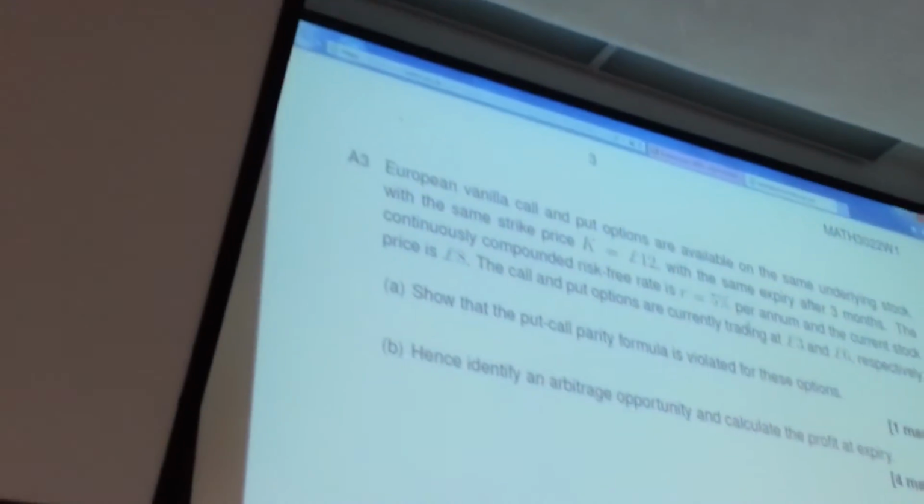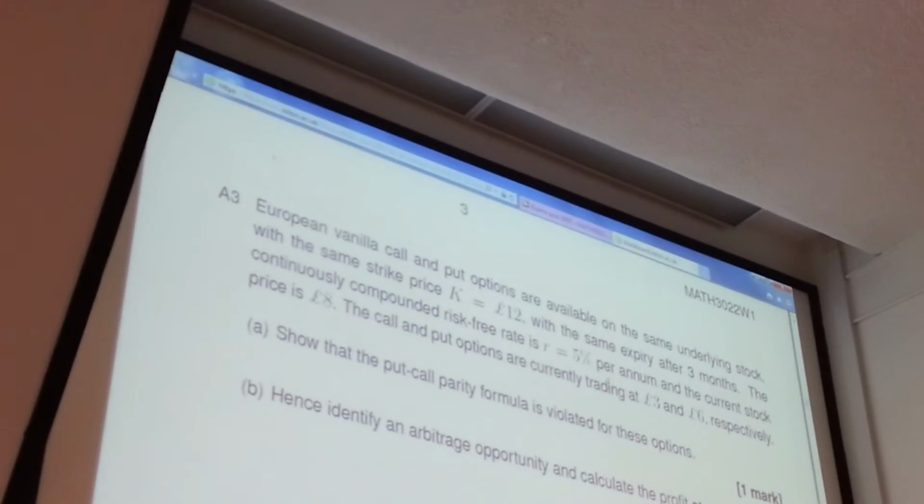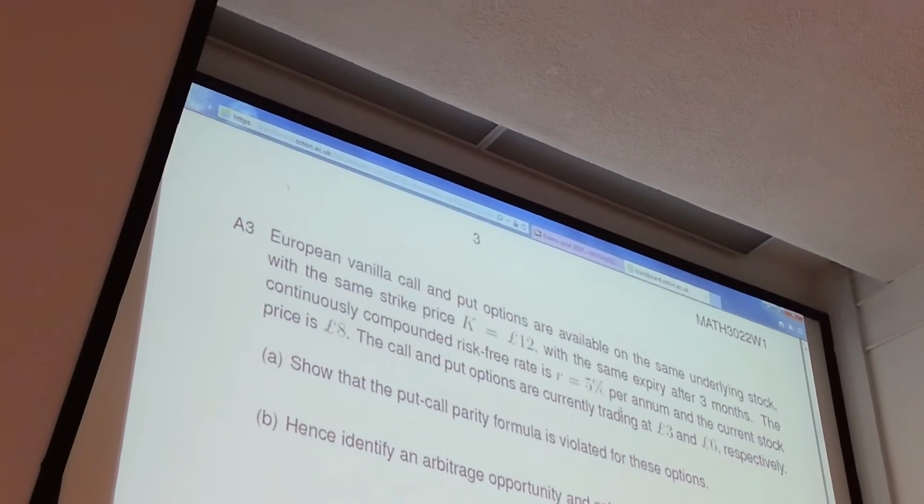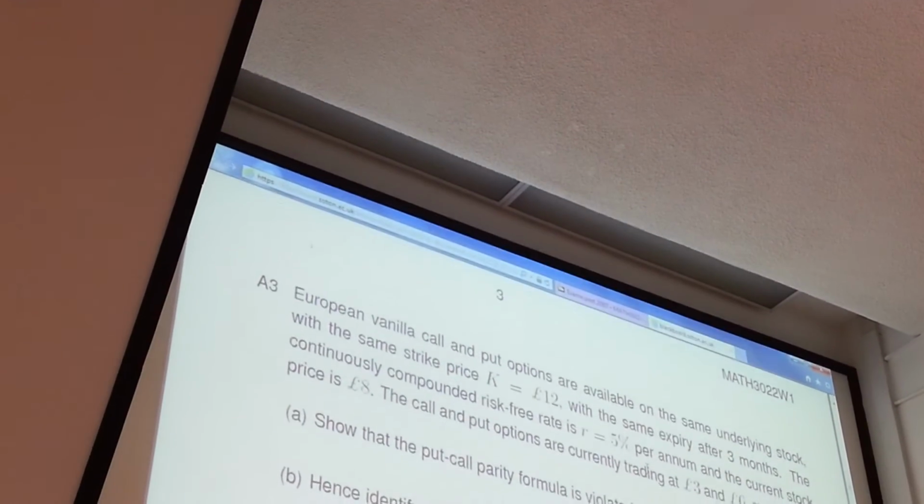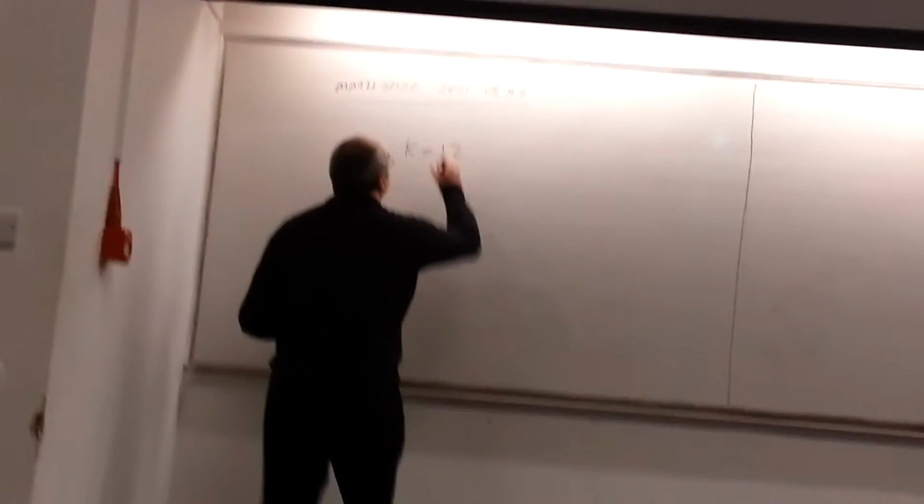Question 83 from Math 3022, 2011. Similar question on the 6127 paper. It says you've got European vanilla call and put options. They're available on the same underlying stock with the same strike price of £12. So K is 12.